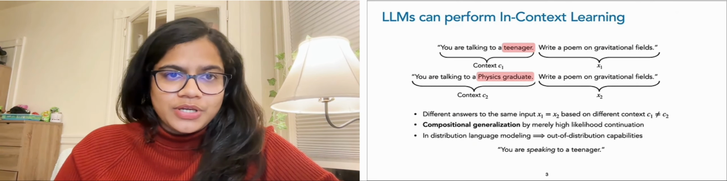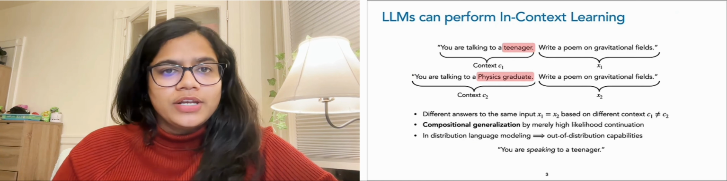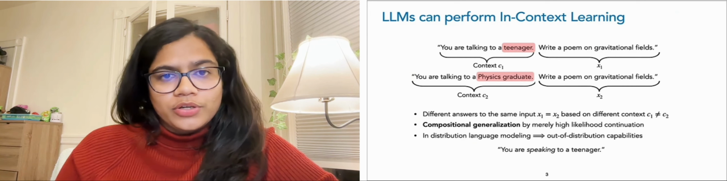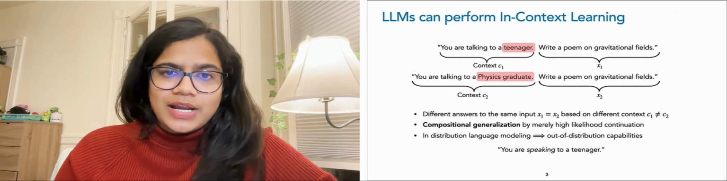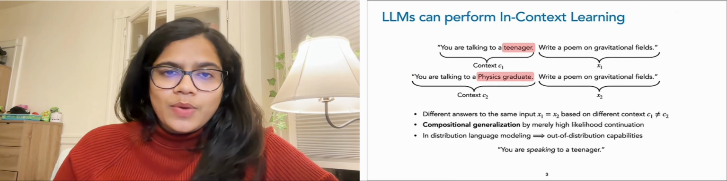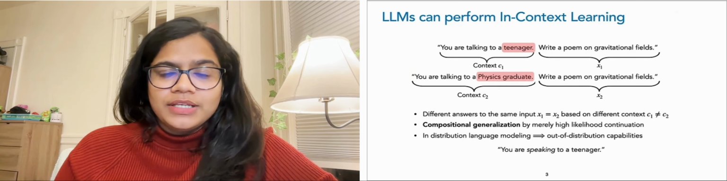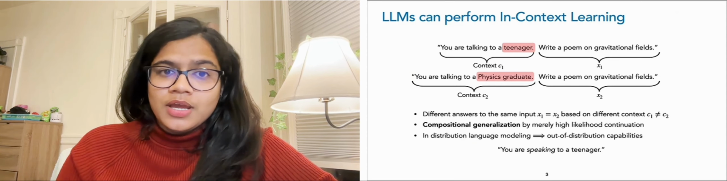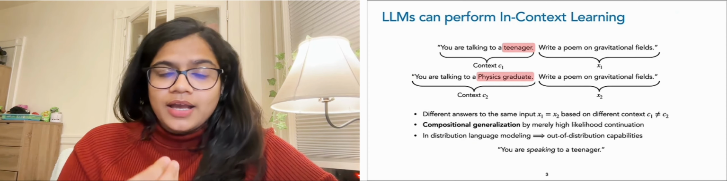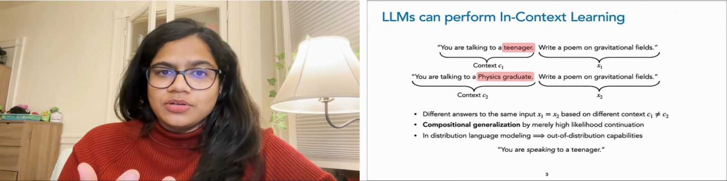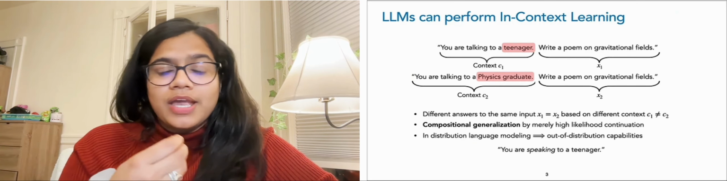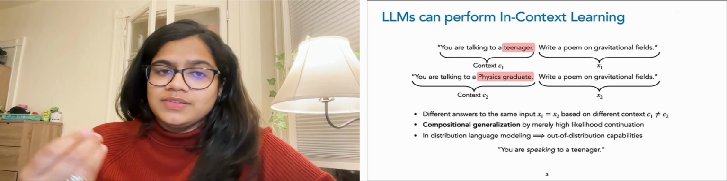So, to motivate our approach, I'll take a bit of a detour and talk about in-context learning in large language models. Consider two different prompts: "you are talking to a teenager" versus "you are talking to a physics graduate", and the same question, that is, "write a poem on gravitational fields." It's well known that a model such as ChatGPT will give two different responses to the same question just based on different context. So context can be thought of as a high-dimensional, rich representation which corresponds to a task and allows us to amortize learning across a range of unseen prompts or unseen distributions.